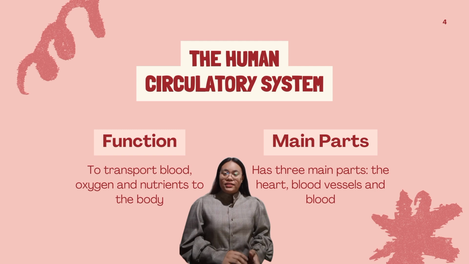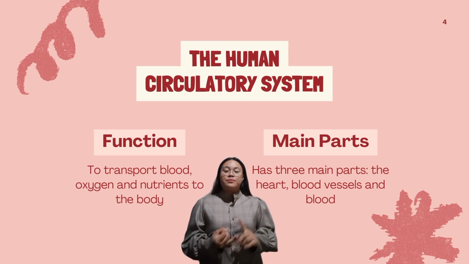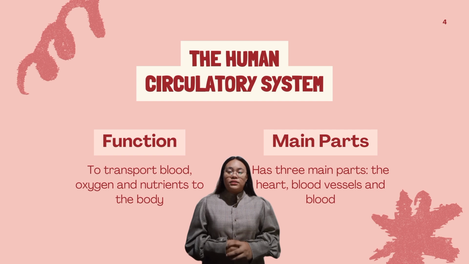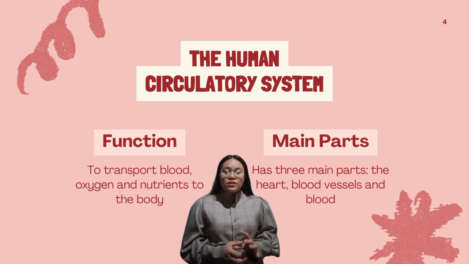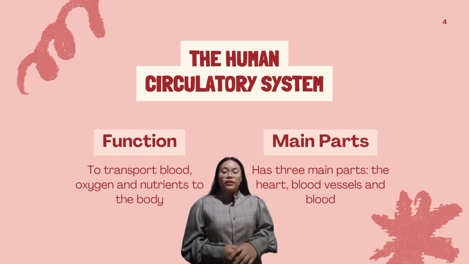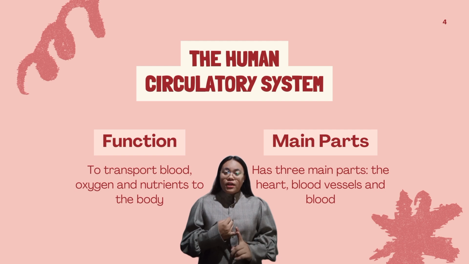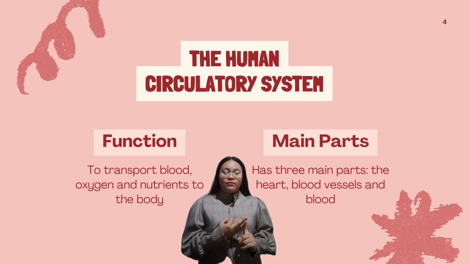In the next slide, the human circulatory system has a function and main parts. What is the function? To transport the blood, oxygen, and nutrients. There are three main parts: the heart, the blood, and the blood vessel.